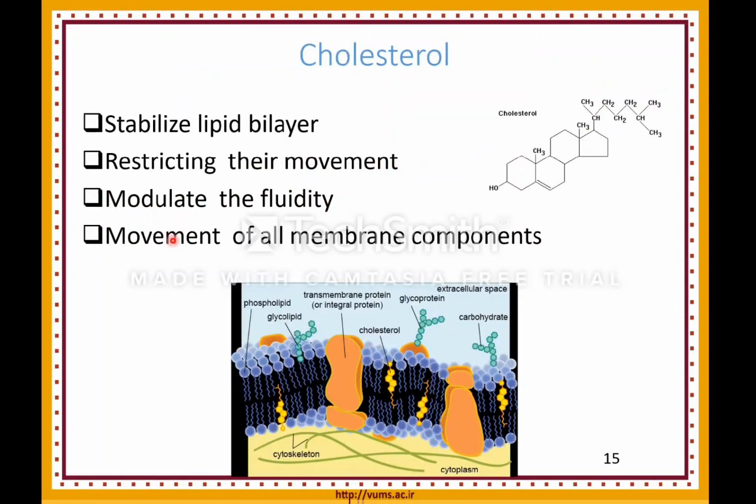The other component that is in the cell membrane and interacts with the phospholipid bilayer is the cholesterol molecule. Cholesterol stabilizes the lipid bilayer but has two opposite functions. In some parts, it restricts the movement of the lipid bilayer, but on the other hand, it can modulate the fluidity of the cell membrane and also can restrict the movement of some proteins in the cell membrane.